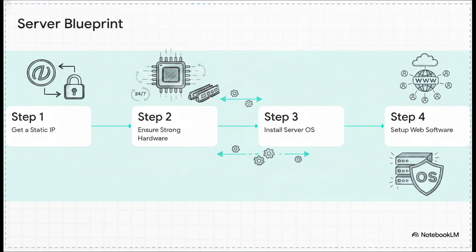Step 3 is installing a dedicated server operating system on your machine. And Step 4 is installing the specific web software that actually serves your website files to external visitors. Let's zoom in a bit closer on those last two crucial steps.